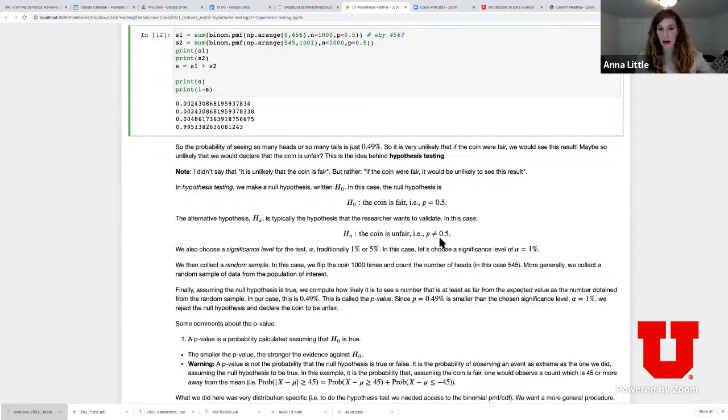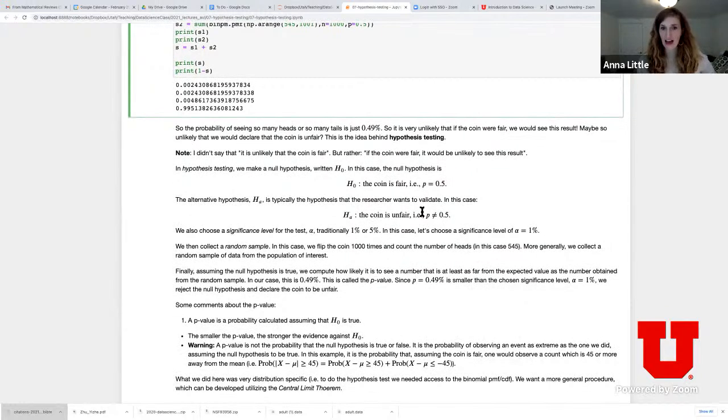One thing to keep in mind for hypothesis tests: the null hypothesis always contains equality. It could be a less than or equal to or a greater than or equal to, but always some form of equality, and the alternate hypothesis does not.